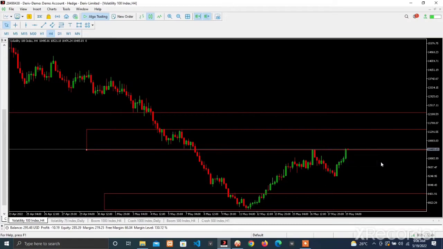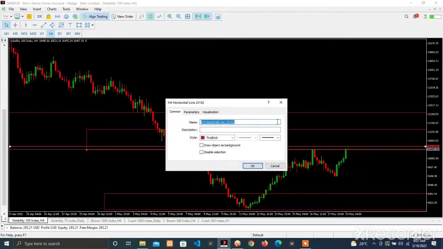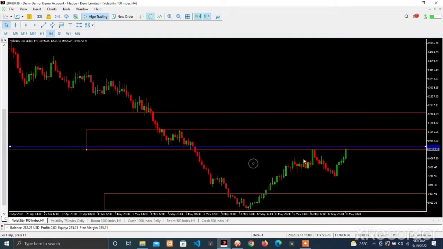Remember that I said we are using supply and demand, and we're also using support and resistance and also trend lines. On this particular place, you can see here is our support line. Let me change this to a different color, maybe a blue color, so that we understand what I'm doing. So this particular place is our support line, and why is that?